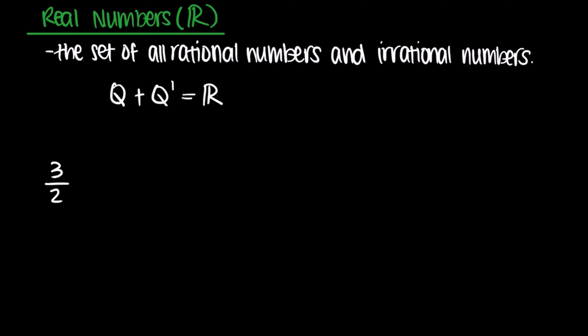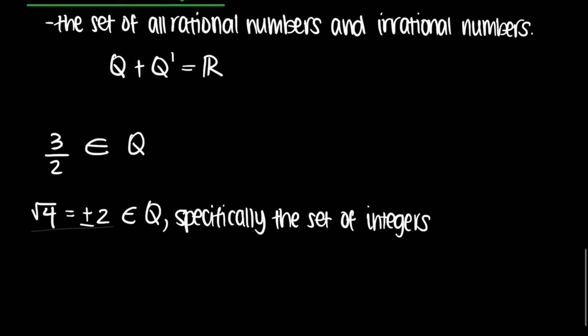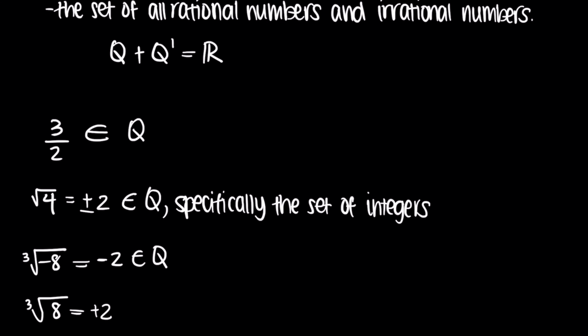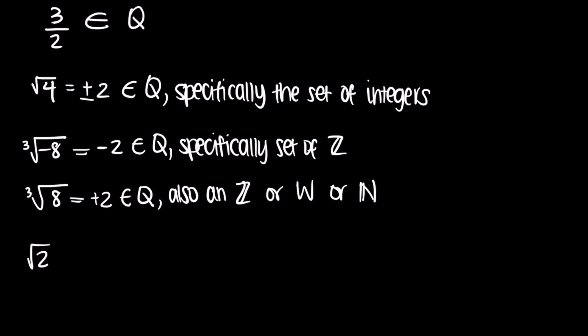So if we go through a few examples, 3 over 2 is an element in the set of rational numbers since it is a fraction. The square root of 4 is positive or negative 2, which is a rational number. Specifically, it belongs to the set of integers. The cube root of negative 8 and the cube root of positive 8 is negative 2 and positive 2 respectively, both of which are integers, while positive 2 is also a whole number and a natural number. And the square root of 2, which we can't write as a fraction, is an irrational number.